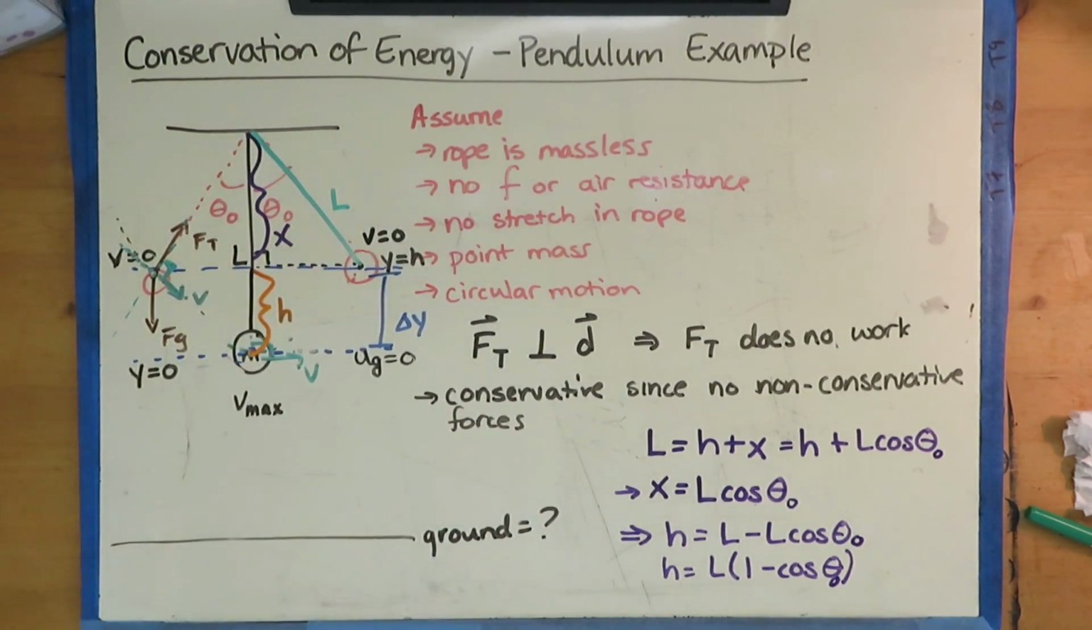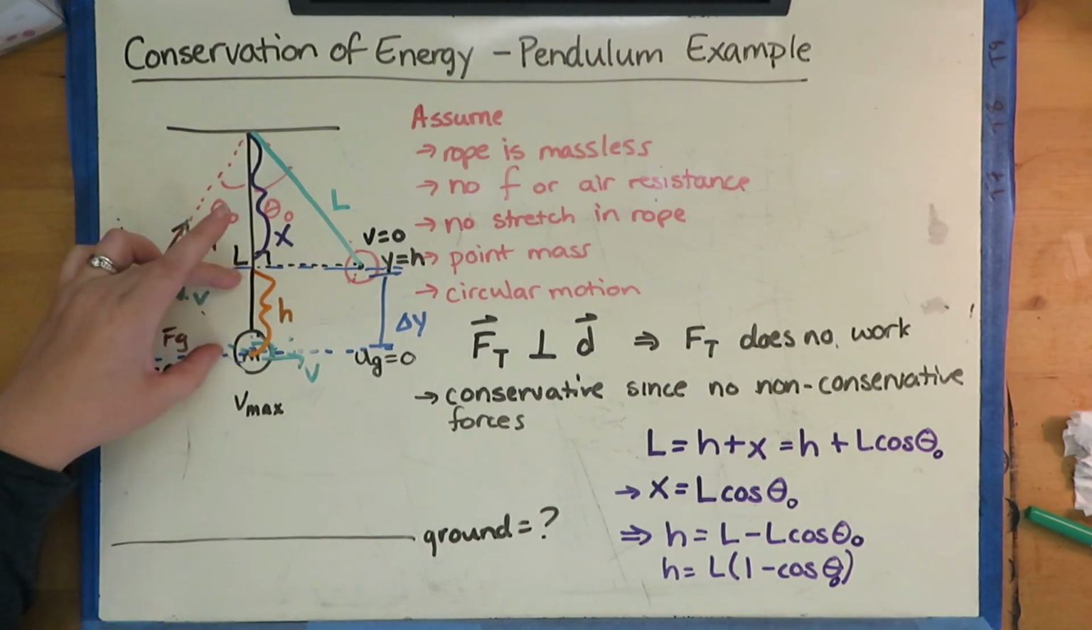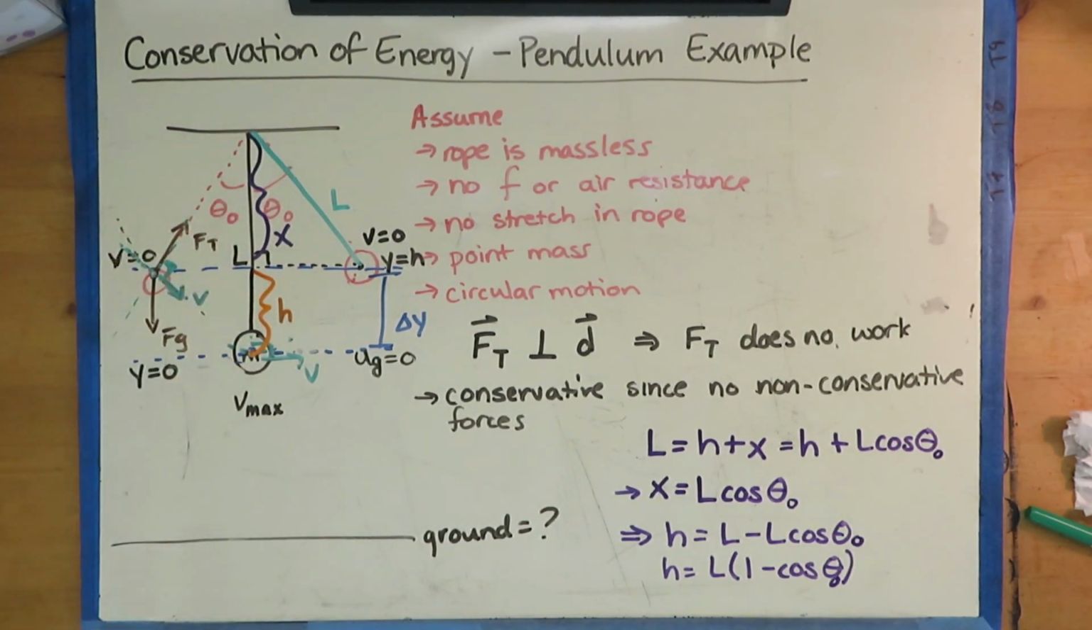So if all I knew was the length of my rope and the angle, and I wanted to find my change in potential energy, I would have to know what that value H is right there. So if I knew that, how would I then solve the problem?